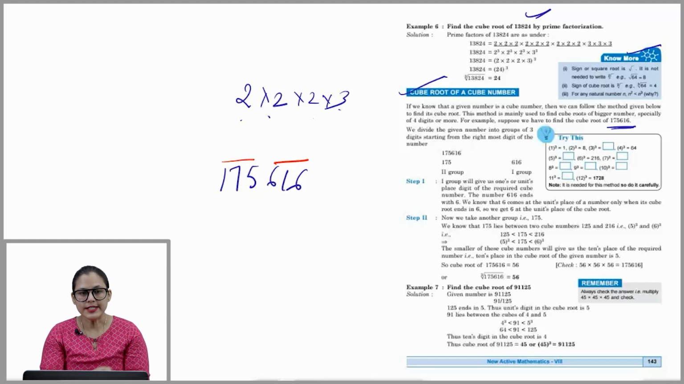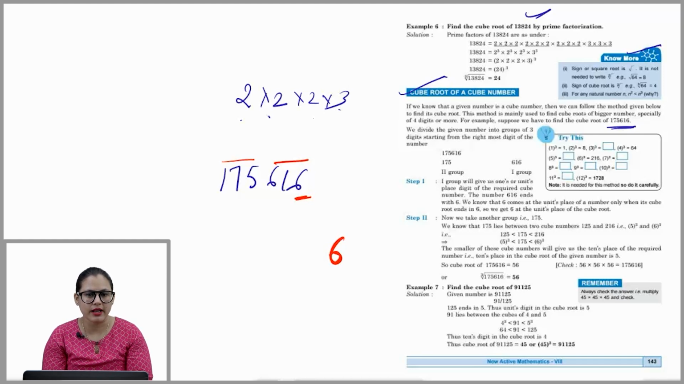Step 1. The first group will give us the ones or units place digit of the required cube root. The number 616 ends with 6. We know that 6 comes at the unit place of a cube only when its cube root ends in 6. So we get 6 at the unit place of the cube root. There is a 6 for sure at the unit place.